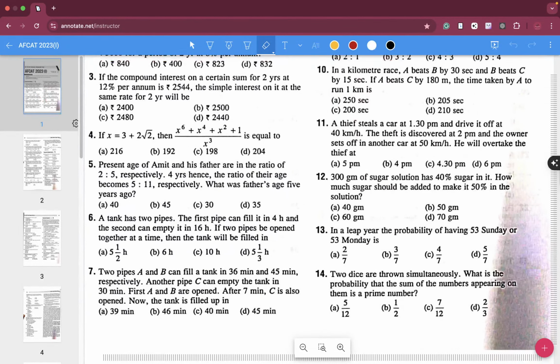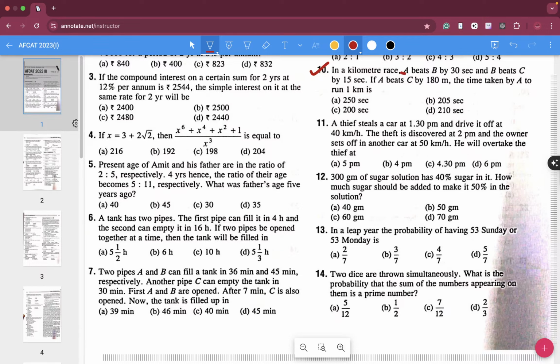Question number 10. In a kilometer race, which means the race itself is 1 kilometer in length, A beats B by 30 seconds and B beats C by 15 seconds. If A beats C by 180 meters, then the time taken by A to run 1 kilometer is?